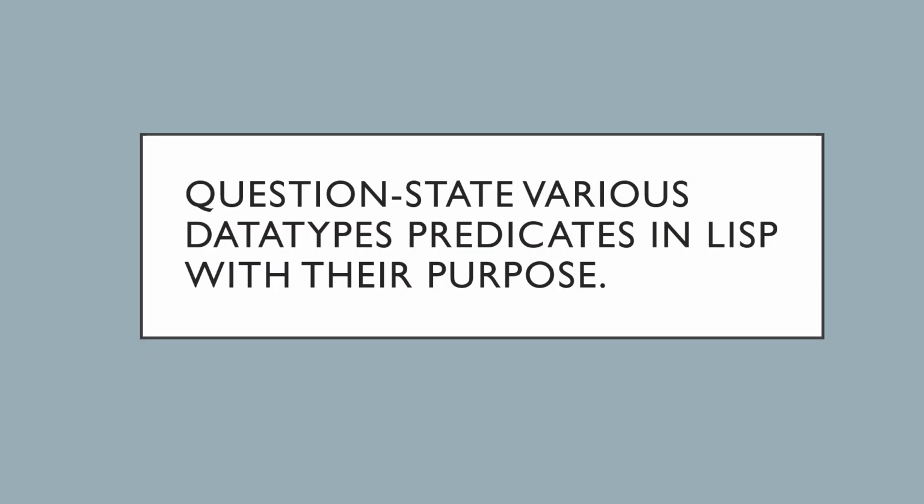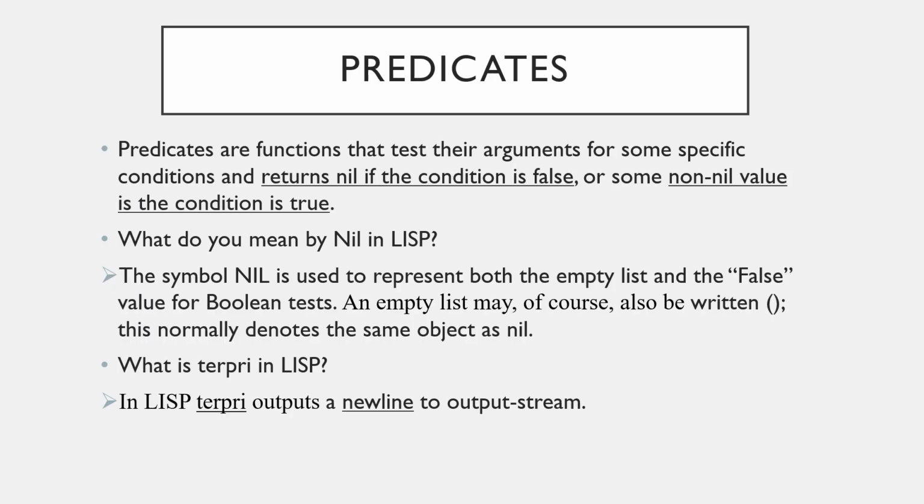Today we will understand what are the various data types and predicates in LISP with their purpose. So the first point is predicates. Predicates are basically functions that test their arguments for some specific condition. So it will either return a nil value or a non-nil value. Now first we will understand what you mean by nil. The symbol nil is used to represent either an empty list or a false value. This we can see using an example.